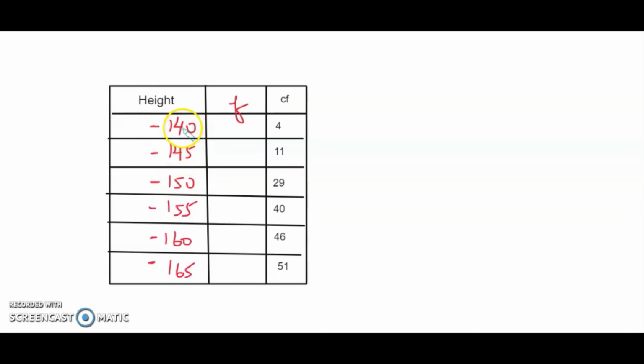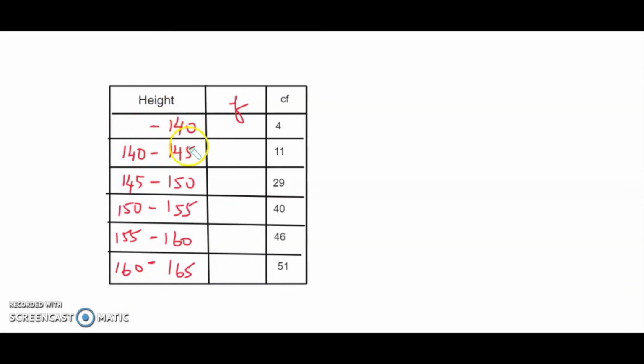Now, this upper limit is going to be the lower limit of the second class. Same with this upper limit, it is going to be the lower limit of the third class. Then this will be the lower limit of the fourth class. Then the fifth class will have a lower limit of 155 and the lower limit of the last class is 160. But what about the lower limit of the first class?